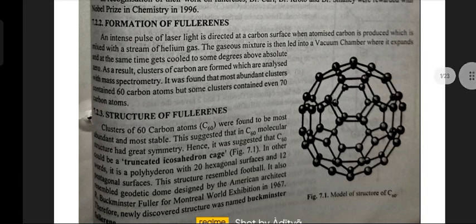The formation of fullerene. An intense pulse of laser light is directed at a carbon surface, and atomic sized carbon is produced when mixed with helium gas. The gaseous mixture is then led to a vacuum chamber where it expands and at the same time gets cooled to a few degrees above absolute zero. As a result, clusters of carbon are formed, which are analyzed with mass spectrometry. It was found that the most abundant cluster contained 60 carbon atoms, but some clusters contain even 70 carbon atoms.